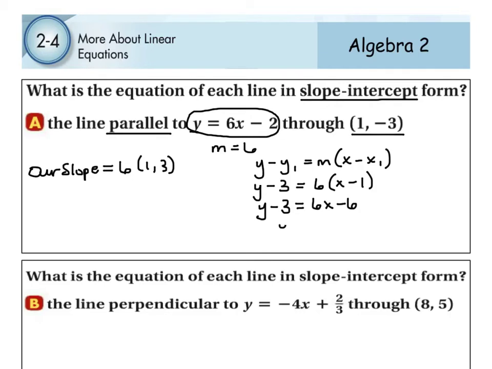Add 3 to each side in order to get slope-intercept form. We've got to get y by itself. So if I add 3, I get y equals 6x minus 3. So this is the equation of the line that is parallel to this guy. Notice, if you look at the slopes are the same, and the y-intercepts are different. Okay, so we found the equation of a line that's parallel to y equals 6x minus 2.